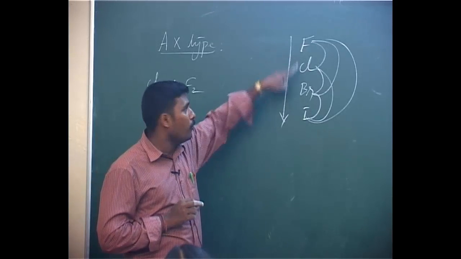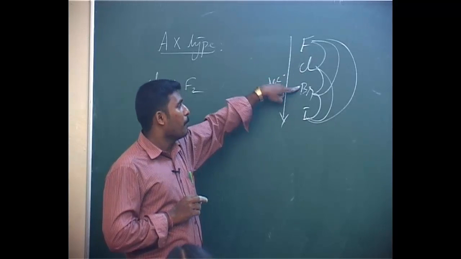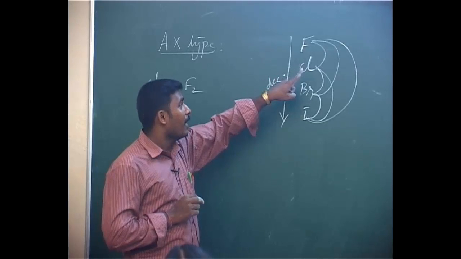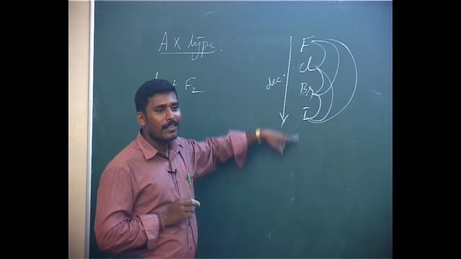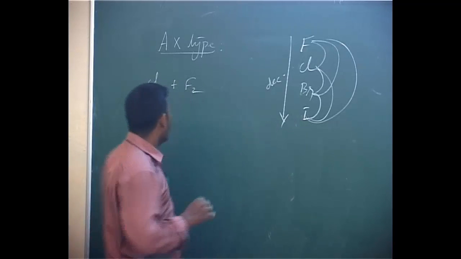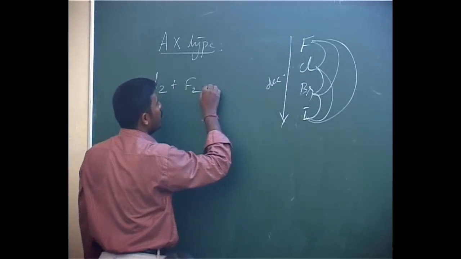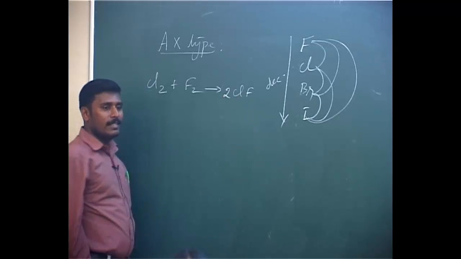Br with Cl? Br with I? I with Cl, ICl or ClI? F with I? Clear? Now chlorine reacts with fluorine. What's the product? Two molecules of ClF.